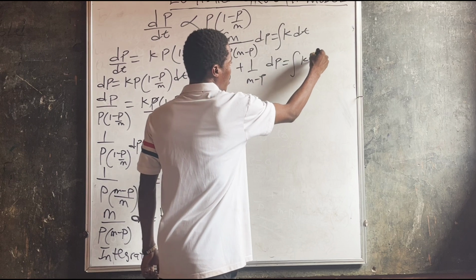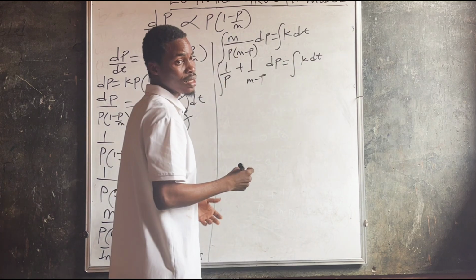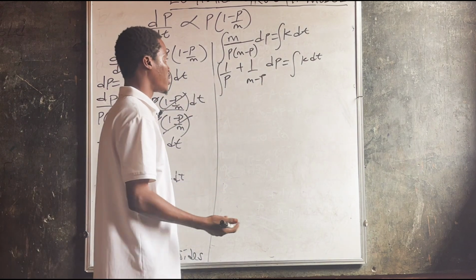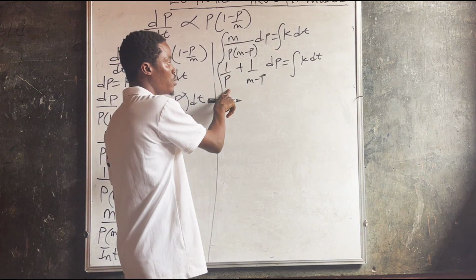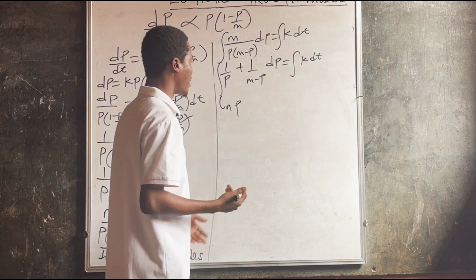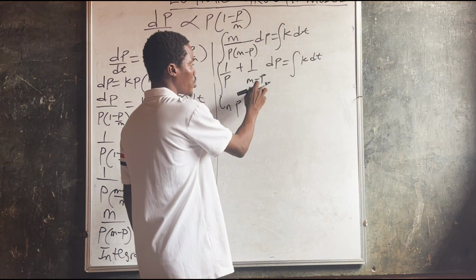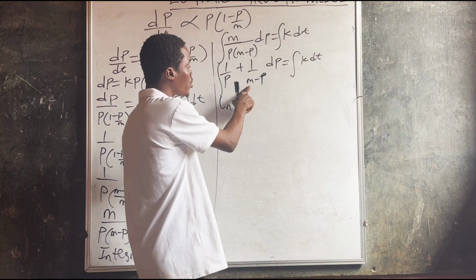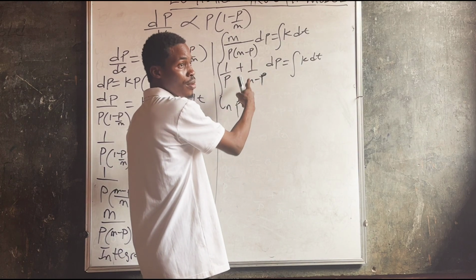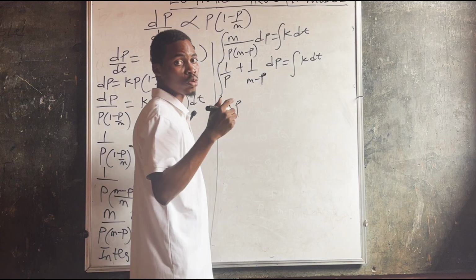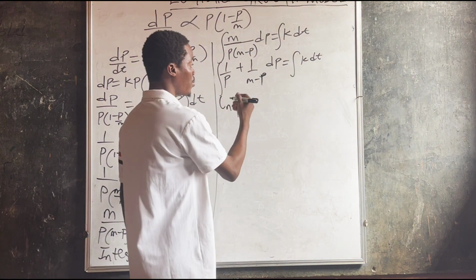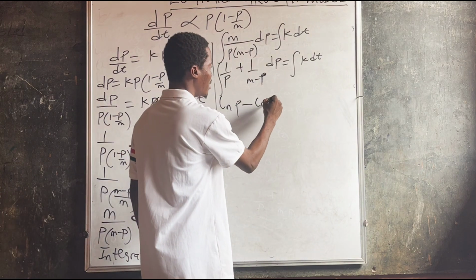So I can easily find the integral of both sides. If I integrate 1 over p, I'm going to get ln p. If I integrate 1 over m − p, if I differentiate this denominator with respect to p, I'm going to have 1 for p and 0 for m, so 0 − 1, I'm going to have −1. So it will now be 1 all over −1 ln(m − p). I'm going to get −ln(m − p).